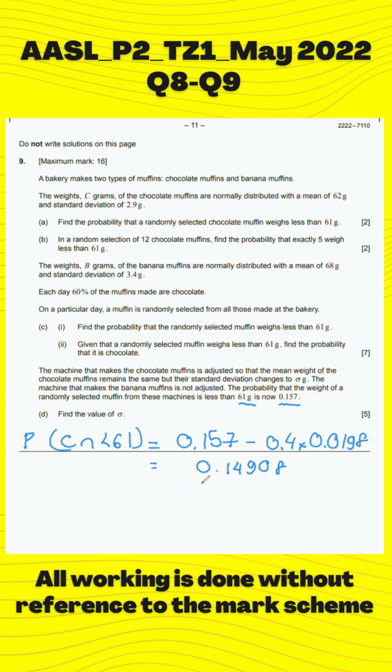So now it is 0.14908. Okay, and we will use this probability to do inverse norm to find the z-score. And it will be left tail because it's less than 61. So the z-score will be negative 1.04039, which equals the x value, which is 61, minus the mean, which is 62, divided by the new standard deviation. Okay, from that, we get the standard deviation will be 0.961, correct to 3 significant figures. And we are done.